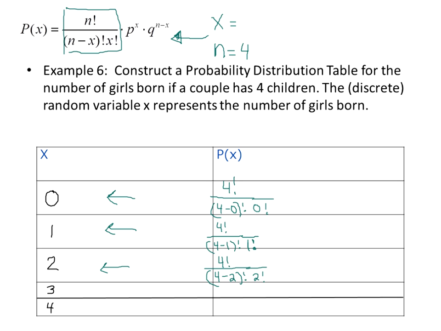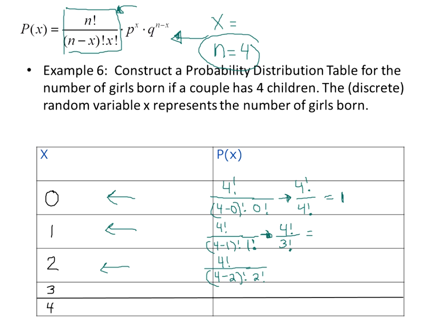So for each row, x keeps changing. N will always be 4. So you just have to keep plugging it into the part of the formula that does the counting for you. And that way, you don't have to keep writing out the sample space. Okay, so again, this is just the counting part. So 4 factorial over 4 factorial, that's just a 1. That's just 1. Over here, we have 4 factorial over 3 factorial.